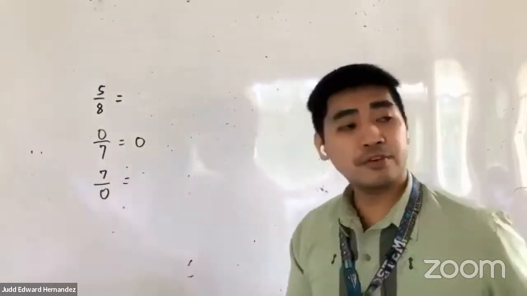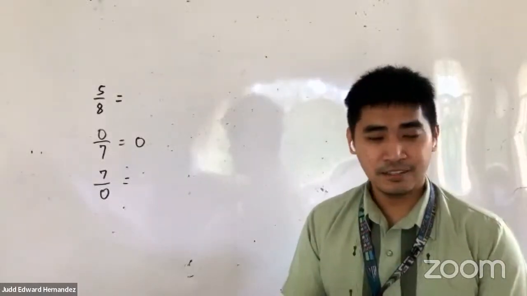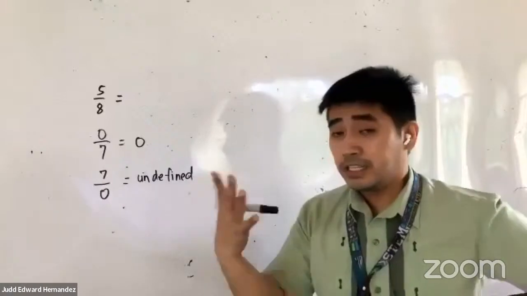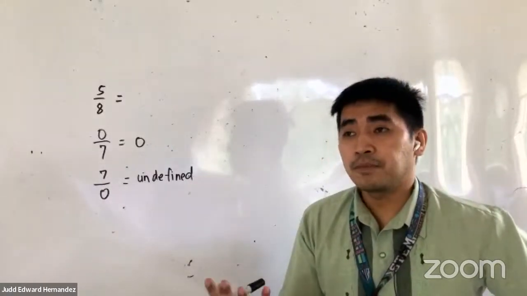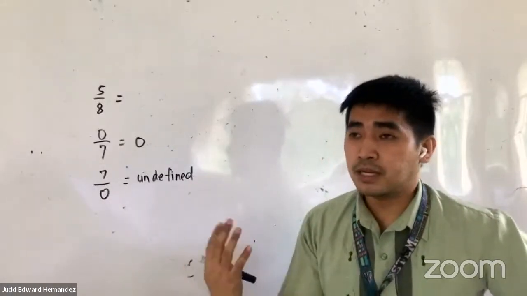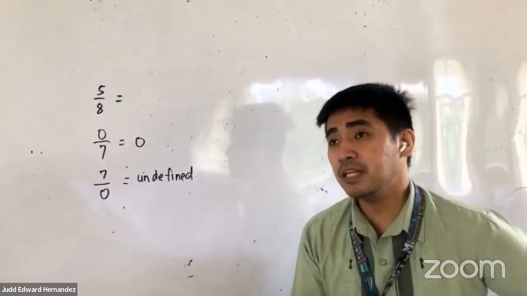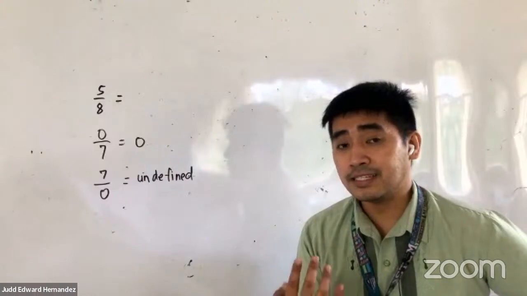So what if I am given naman 7/0? Is there a value for 7/0? Wala po. Sigurado bang wala? What do we call if we have 7/0? Undefined. Okay. So, hindi defined kung ano yung value niya. So, hindi sinabi if magkakaroon siya ng value dito or wala. But always remember that if the denominator is 0, we call that as undefined.